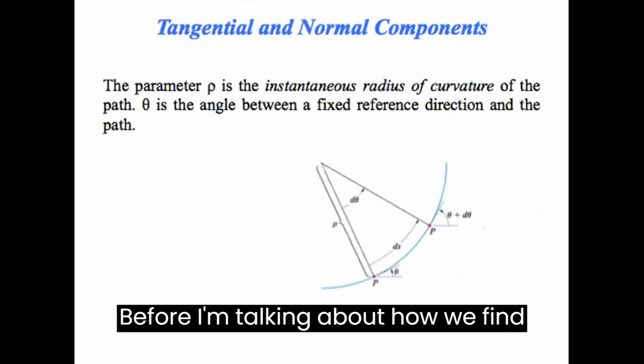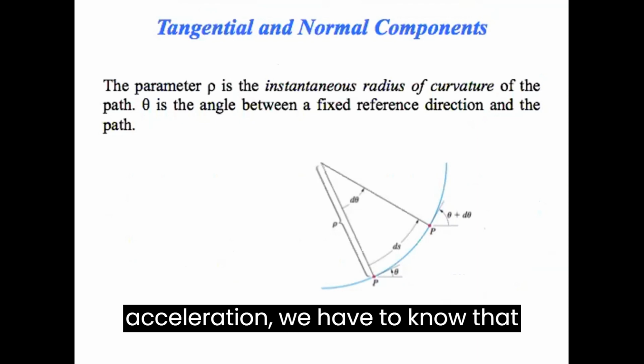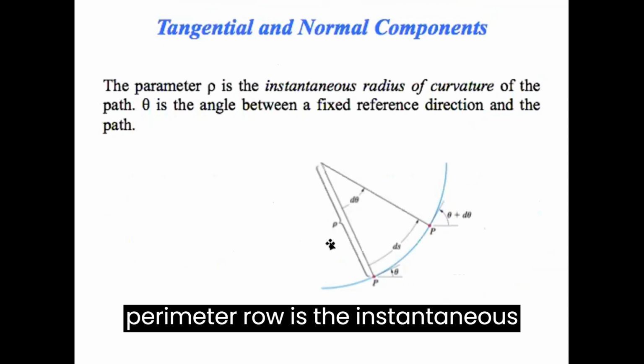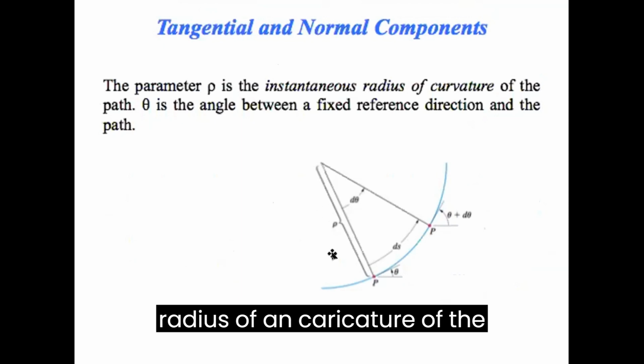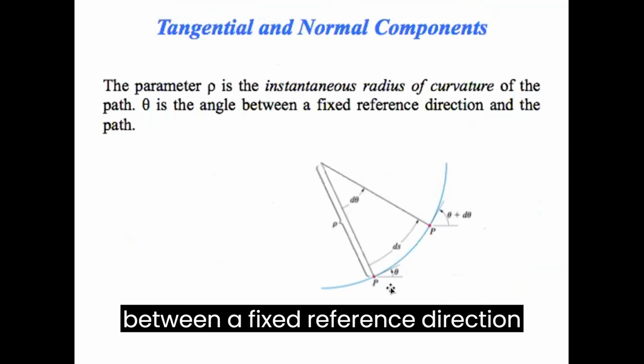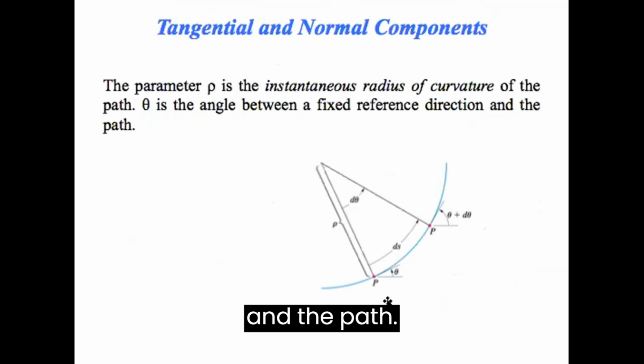Before I talk about how we find acceleration, we have to know something. The parameter ρ is the instantaneous radius of curvature of the path. Theta is the angle between a fixed reference direction and the path.